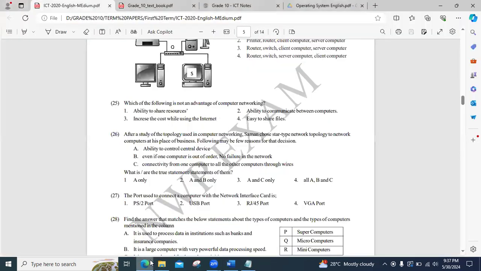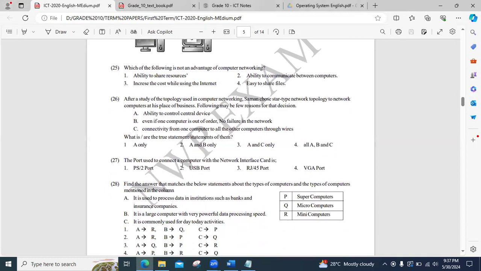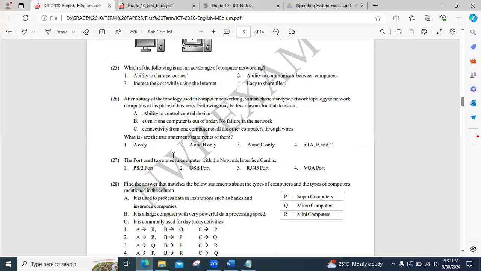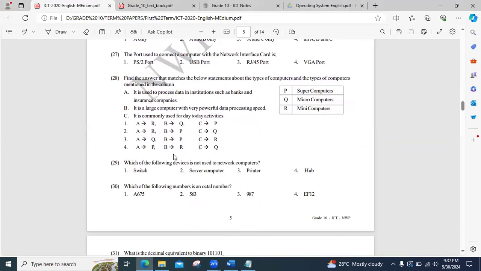Then 27. The port used to connect the network interface card is the RJ45 port. So that you are familiar with. So that question is 27, 3. So 28.